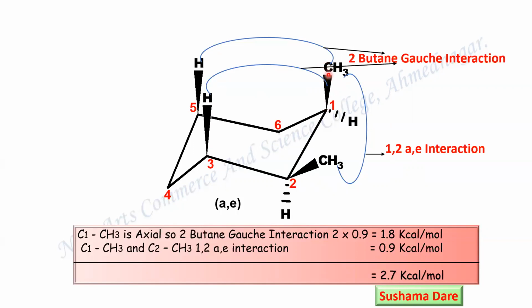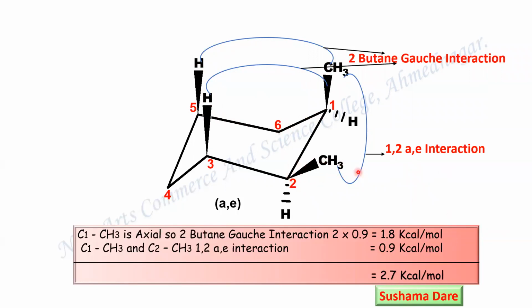Again, this is bond number 1, this is bond number 2, this is bond number 3, and this is 4. So the axial hydrogen at number 5 is again causing an interaction with this methyl group. So this is one interaction and this is another interaction. So two butane-gauche interactions are over here. So it is 1.8 kilocalorie per mole.